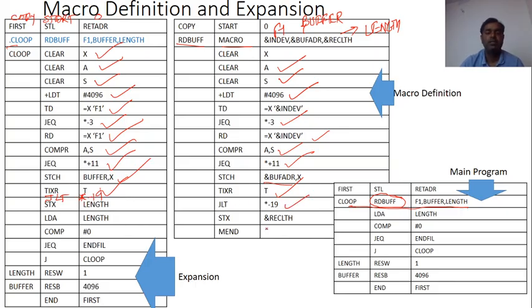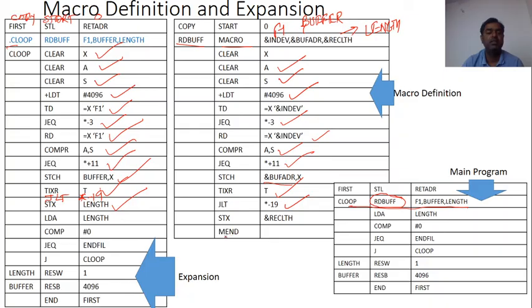Then STX %RECLTH. What is the value of RECLTH? That is length. So it will be written as STX length.